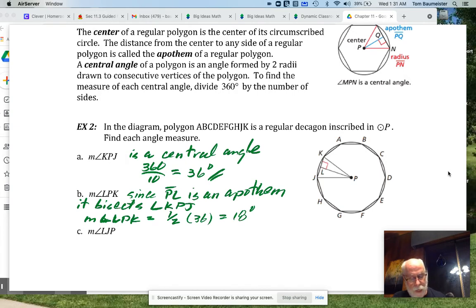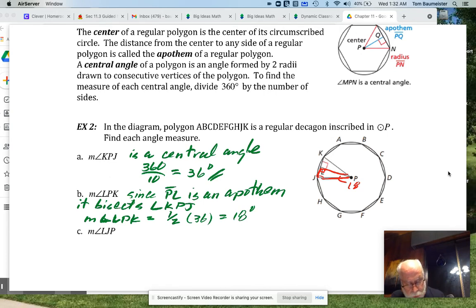Okay, and then finally the last one here. Now remember what's happening here. All right, the measure of angle LJP. So we're going to take this one right here, and we need this angle here. Now remember, this one here is going to be 90, and we just said that this one here was 18 degrees. So remember, this little triangle there, all triangles equal 180 degrees, right?